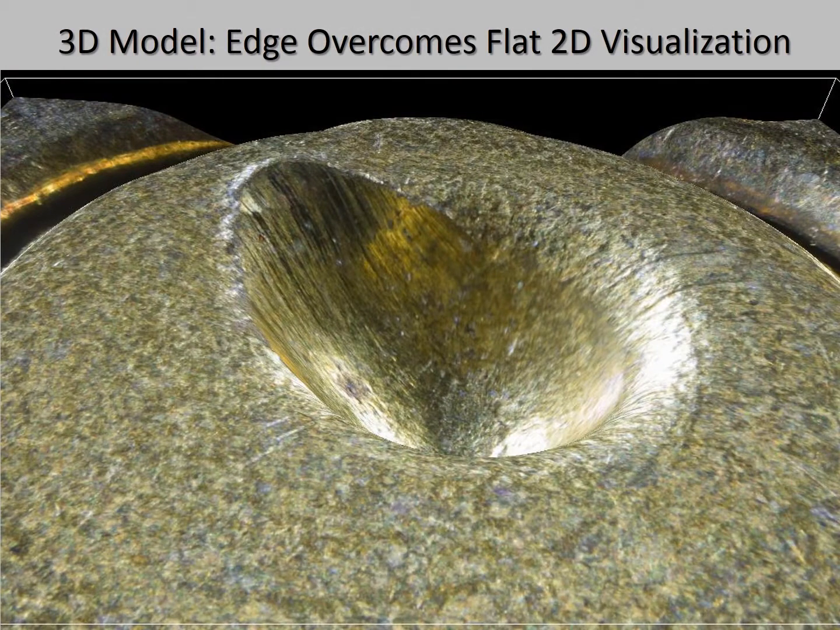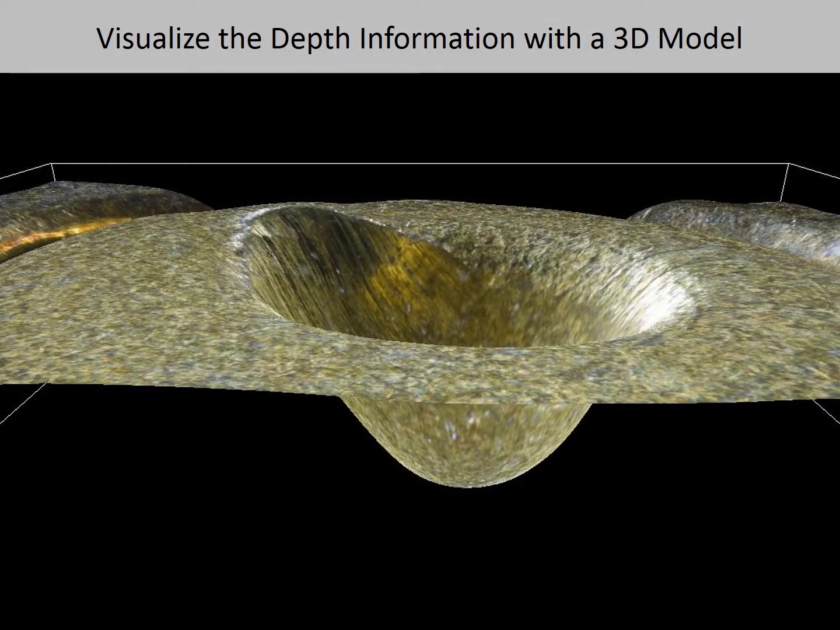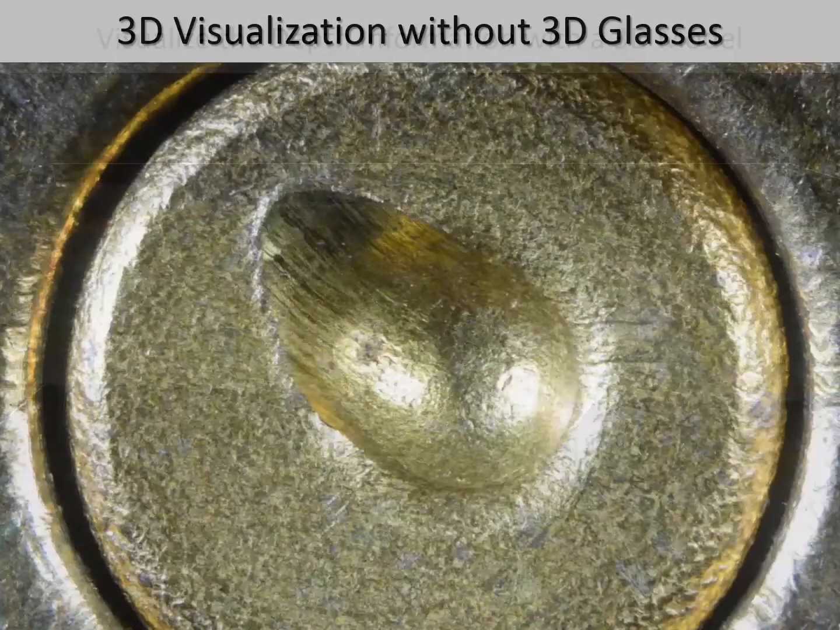The depth information can be easily visualized by turning the image into a 3D model. These 3D models can be viewed at any chosen angle. The depth information can also be visualized by producing 3D video loops.